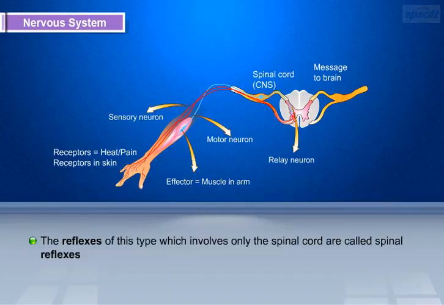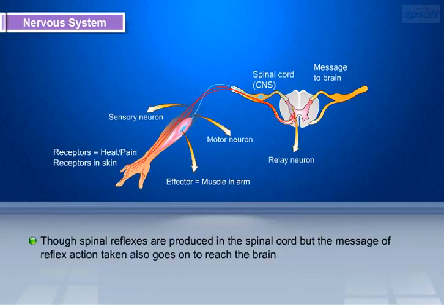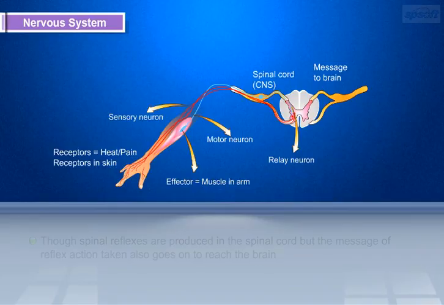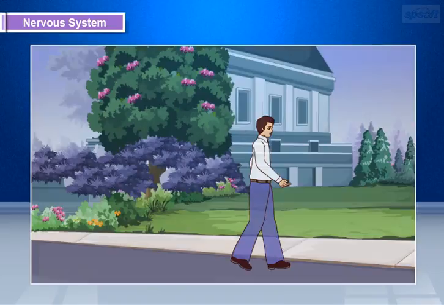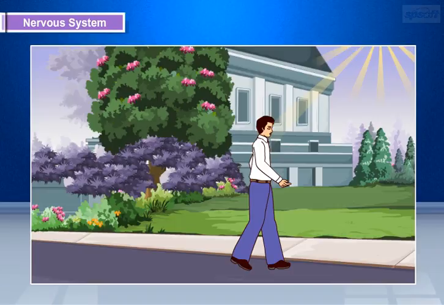The reflexes of this type, which involve only the spinal cord, are called spinal reflexes. Though spinal reflexes are produced in the spinal cord, the message of the reflex action taken also goes on to reach the brain. However, some reflex actions involve the brain rather than the spinal cord. Such reflex actions are called cerebral reflexes. For example, the contraction of the pupil of our eyes automatically in the presence of bright light. The central nervous system constitutes the brain and spinal cord.